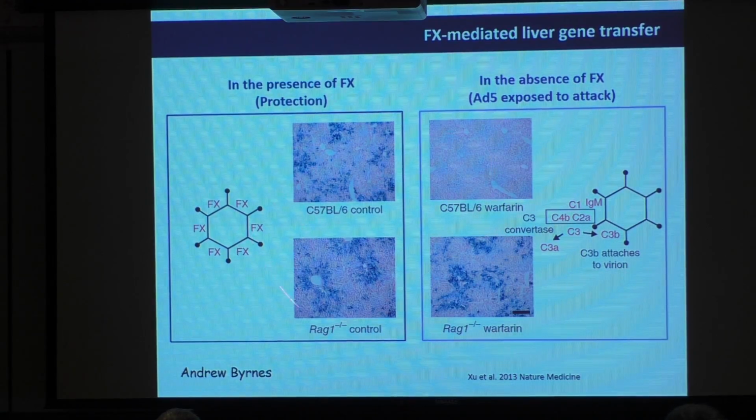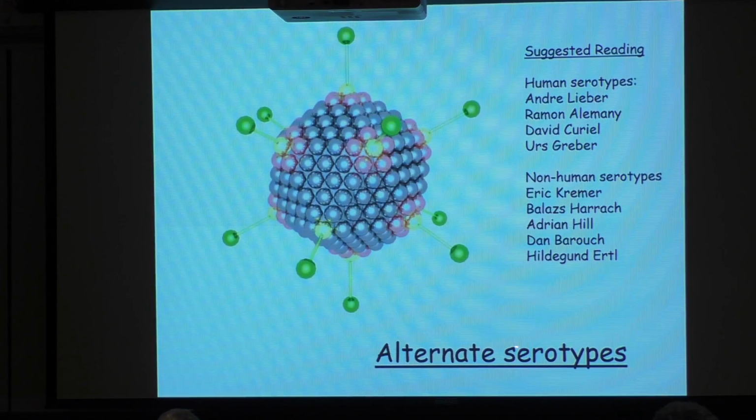So this starts to get very complicated, with adenovirus and immune interactions. And I'll talk a little bit more about that in some recent work tomorrow. But it's complicated. So I just want to touch on some alternate serotypes of viruses, because these are very important.